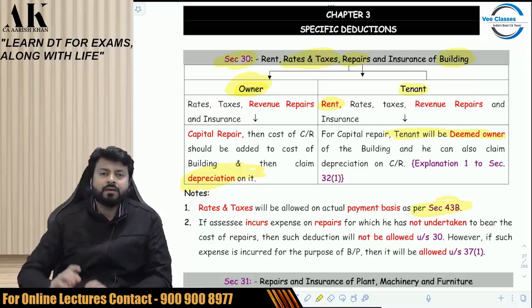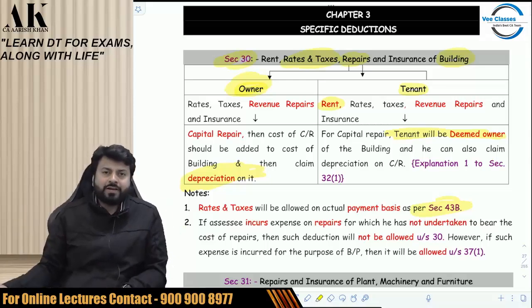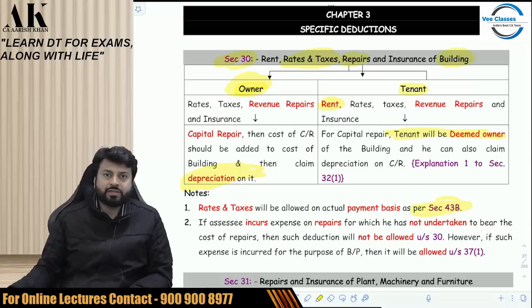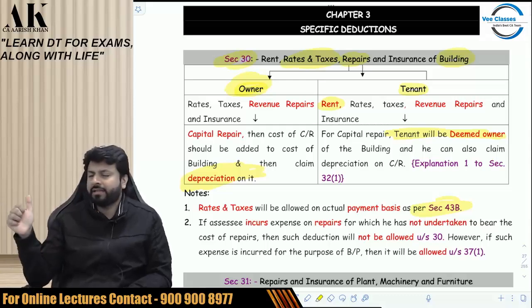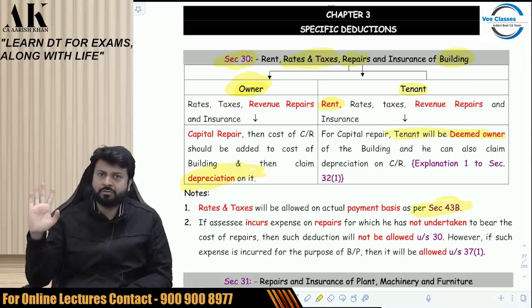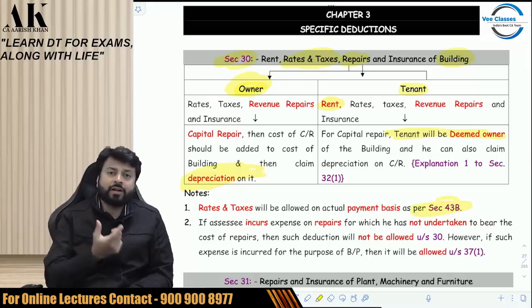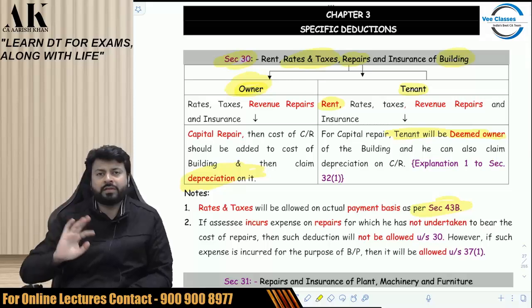Okay. So what all things have I said so far in this section? Building is the asset which is covered in this section. If you are an owner of a building, then you will get rates and taxes if paid, repairs if revenue, capital also allowed but in section 32, and insurance premium if it is for building. If you are a tenant, then you will get rent also apart from the other expenses.